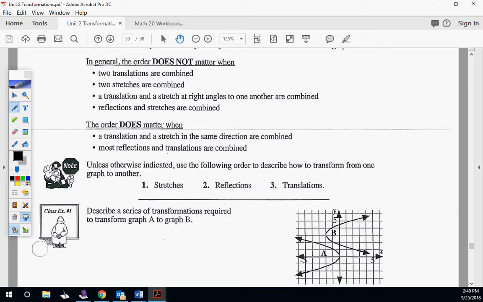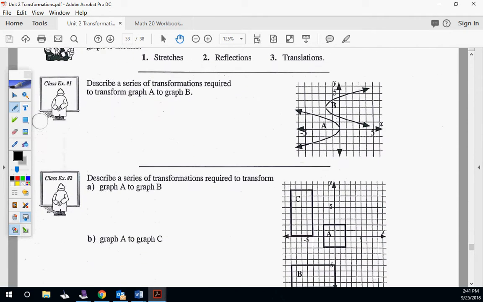Yep. Okay. The order does matter when a translation and stretch in the same direction are combined. Vertical stretch, vertical translation. That's what we're talking about. Okay, those ones. Most reflections and translations are combined. So whenever you have a reflection and a translation, reflection comes first because reflection's a product, right? You're multiplying. So just like order of operations, you would do that first. So this is kind of the flow chart of the order you want to go. Okay, stretches, reflections, translations. Stretches and reflections because they're products. Translations is last, it's plus or minus. Okay? All right, let's go do some examples of these.